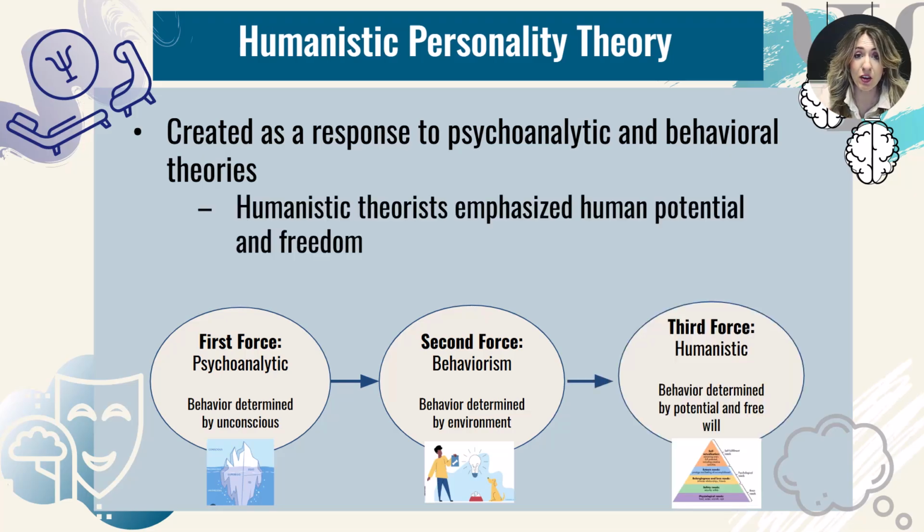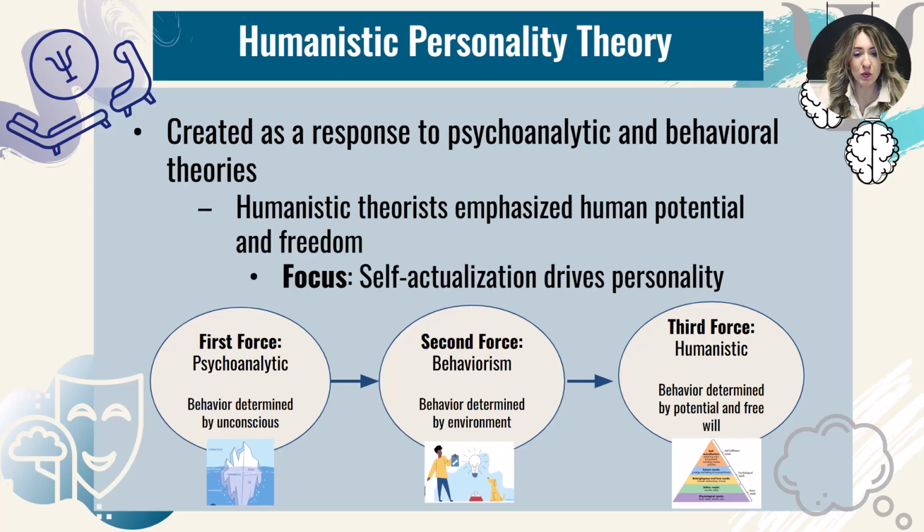So humanistic theory is a reaction to both of those. It wanted to emphasize humanity's full potential, and the goodness in humanity, right? And also this idea that humans do have free will, that you do get to choose your path when it comes to certain things that happen in your lifetime. Their focus really is this idea that self-actualization, which is your drive to meet your full potential, the best version of yourself, is what drives your personality.